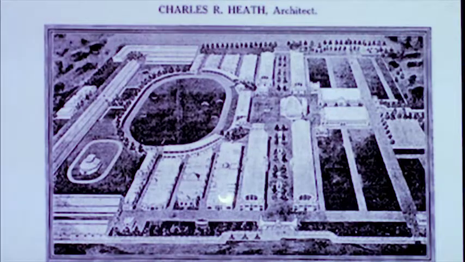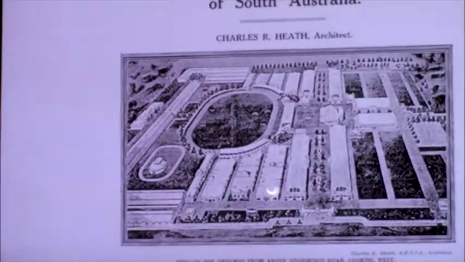The Royal Agricultural Society of South Australia were happy to award Heath the prize, but they weren't so happy when he insisted that he should be allowed to then come and supervise the construction of his plan, and they ended up not letting that happen at all, and very little was built of the actual plan.